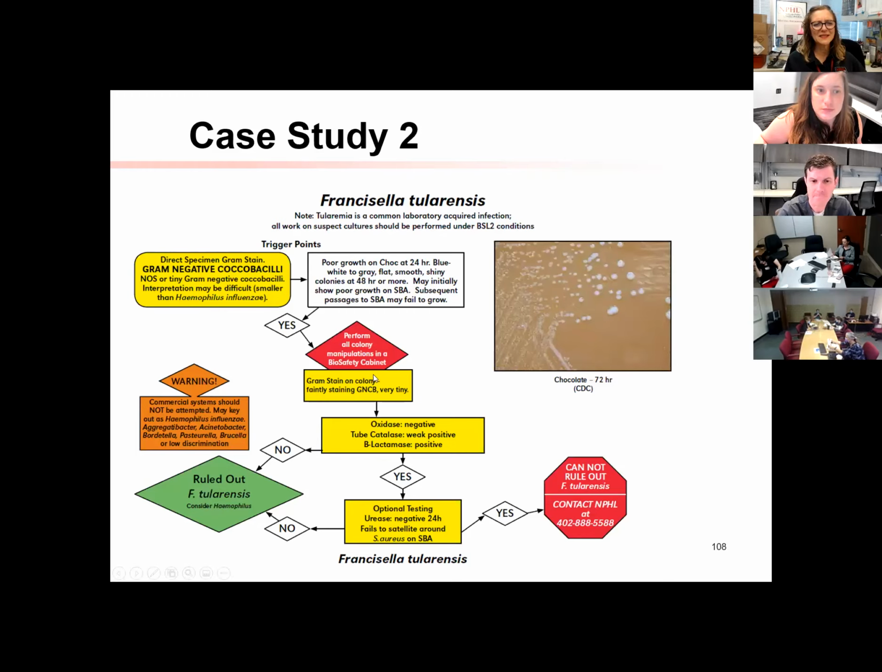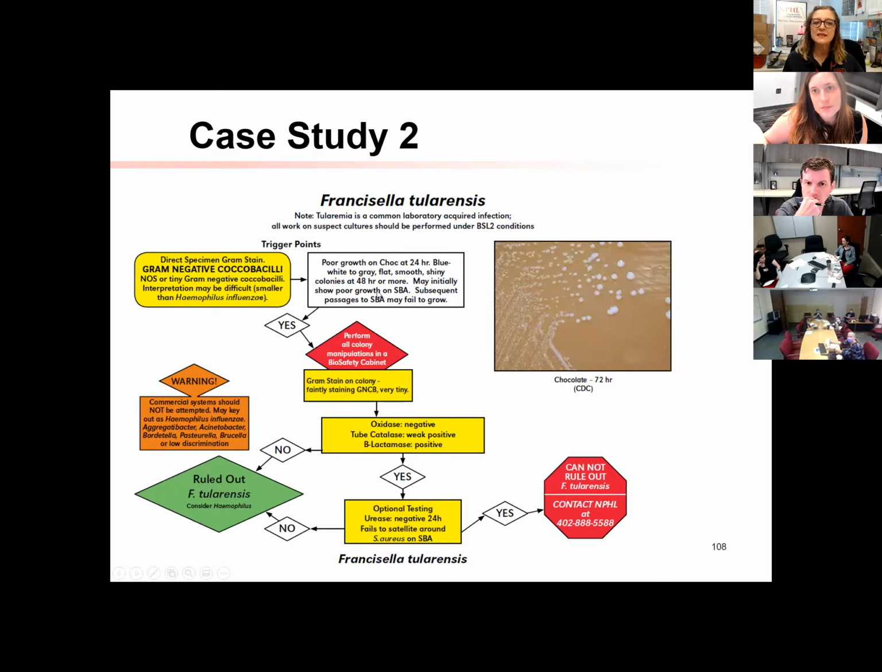So here is the Francisella chart. Again, what we're saying is that it's a very tiny organism. In fact, it's so tiny that it's hard to tell the difference between cells. You can't even tell if it's cells or junk. That's a sign in itself that you have a possible tularemia.